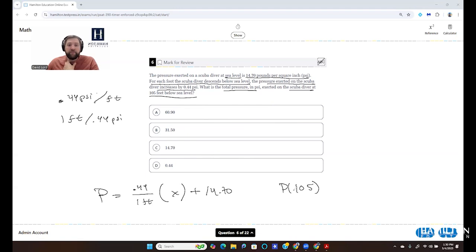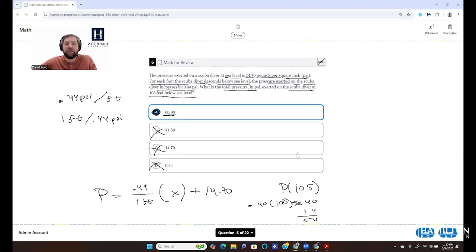Well, it should be about 60. The reason I was able to figure that out is if you do 0.44 times 100, that's about 40-ish. And then if we add 14 to that, that's 54. So B is too small, C is too small, D is too small. So the only one that's close is A. Of course, you have a calculator, you have Desmos, so you can find the exact value every time. But if you can do this estimation technique, it can help you save time.